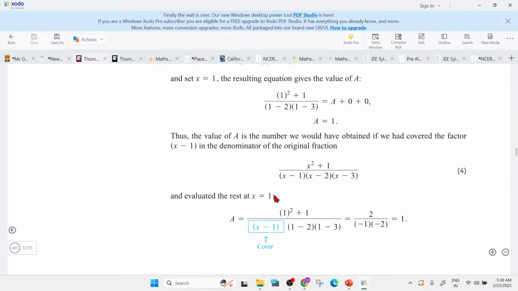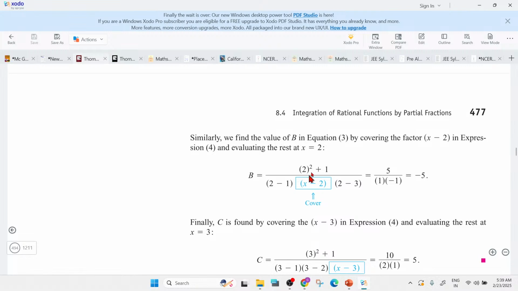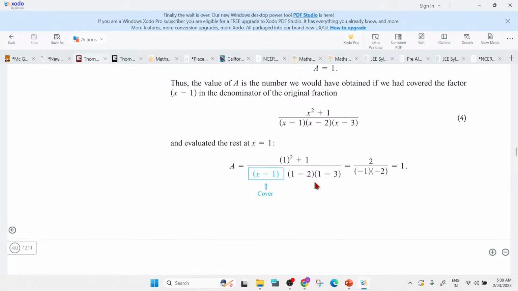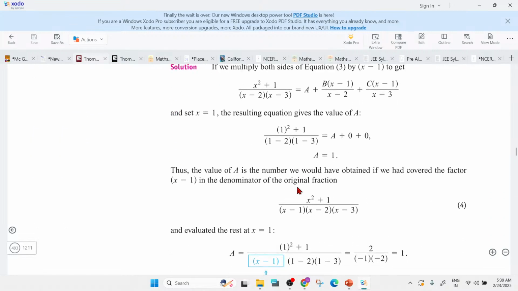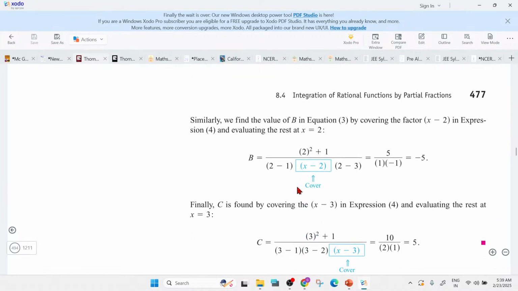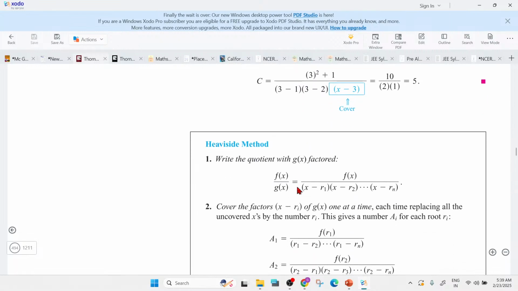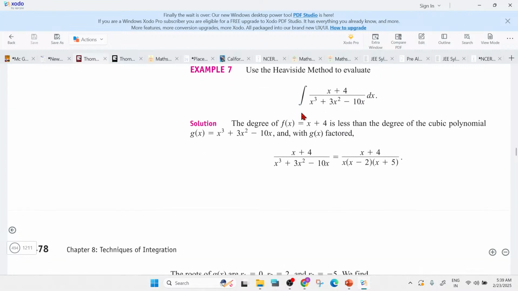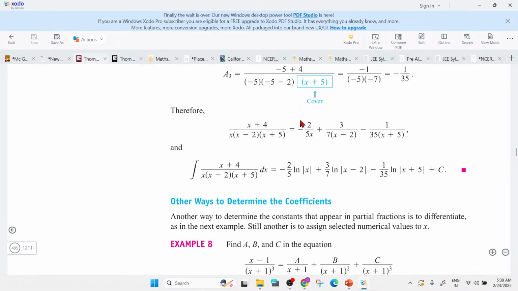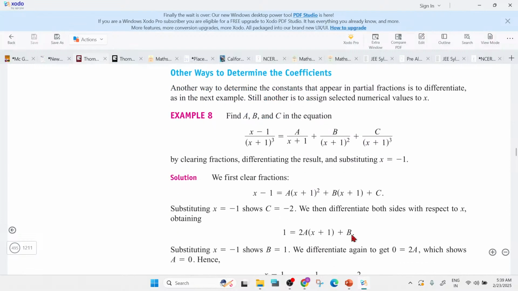So for example, he is covering this one and evaluating the remaining function at x equals 1. He is covering this one and evaluating the remaining function at x equals 2. This will work brilliantly when all linear factors are different, and needless to say, it is for proper fractions only. This is the Heaviside cover up method. This actually helps a lot.